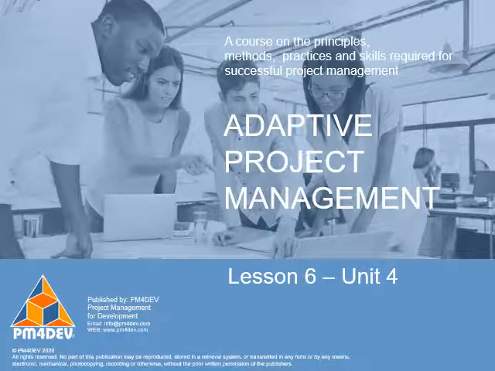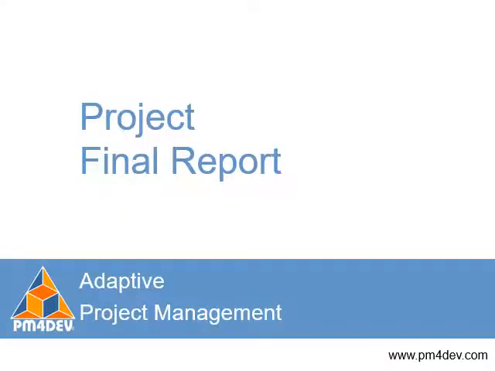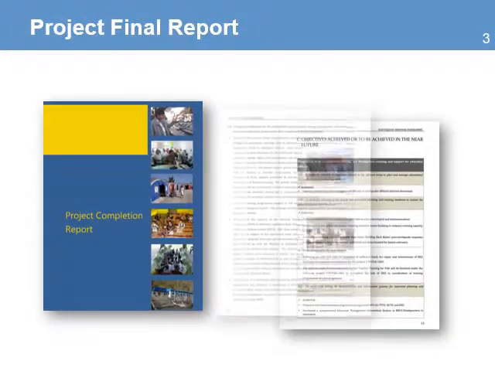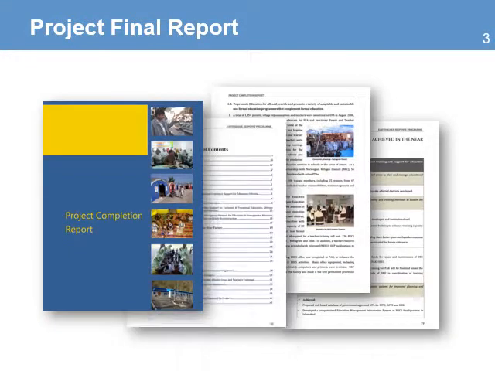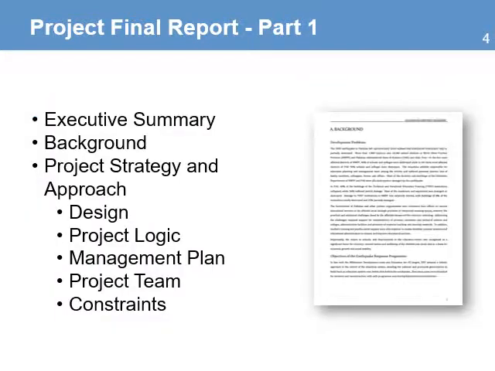Lesson 6, Unit 4. The Project Final Report. The Project Final Report is a formal document for closing the project and is a responsibility of the project manager. This report formally announces that the project has completed all the work as planned and met the requirements of the contract. Here's a list of the typical content of a Project Final Report.